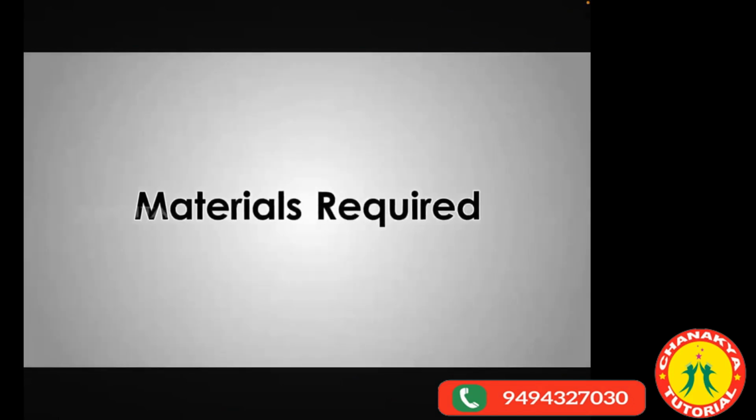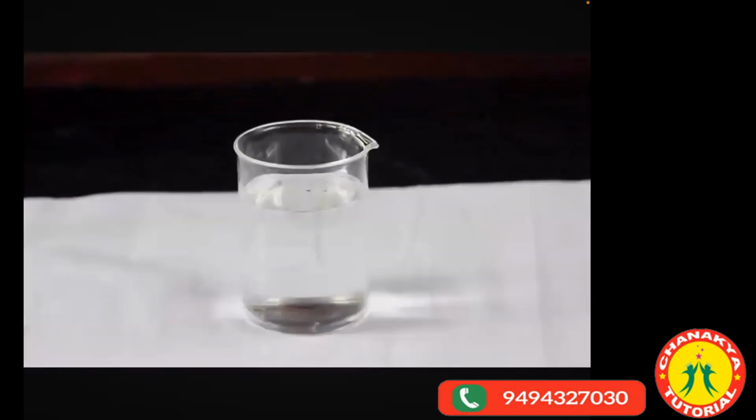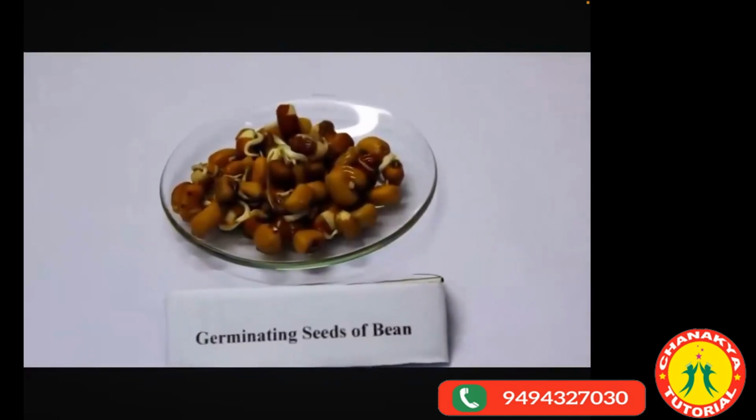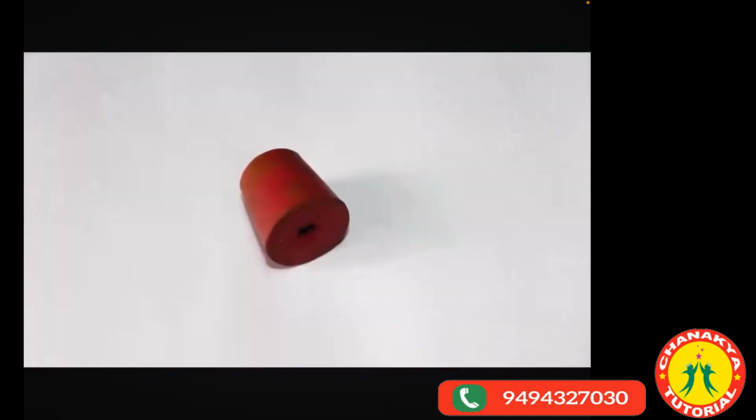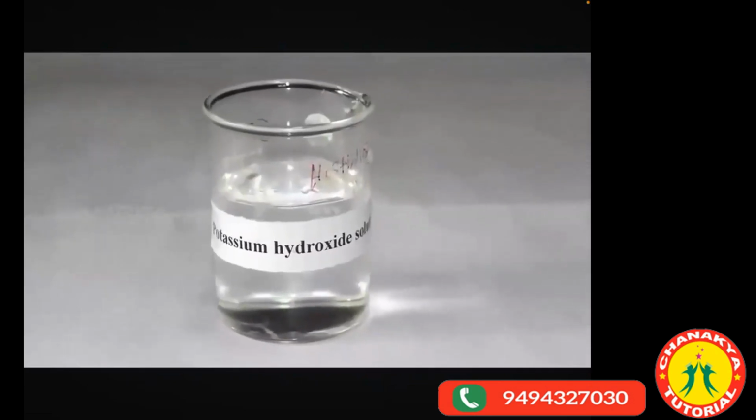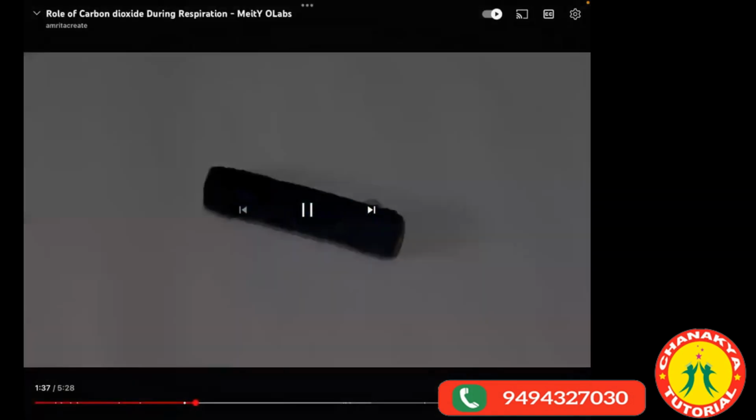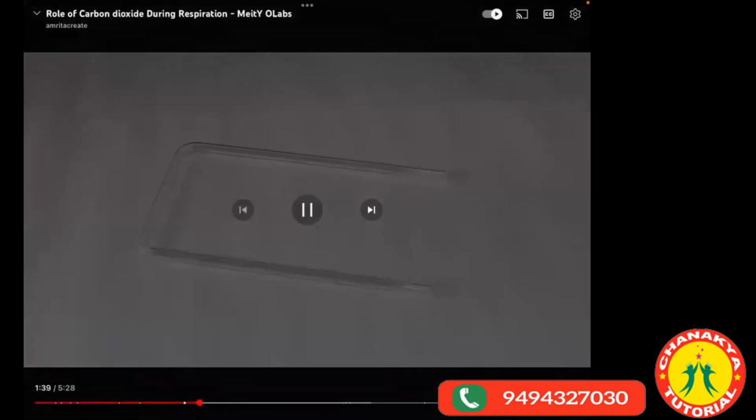To do the experiment, we require a test tube, a beaker containing distilled water, germinating seeds of bean, a cork with a hole, a conical flask, measuring cylinder, freshly prepared potassium hydroxide solution, petroleum jelly, thread, and a glass delivery tube with two bends at right angles. So this delivery tube is very important, and the name of the tube is U-shaped delivery tube.